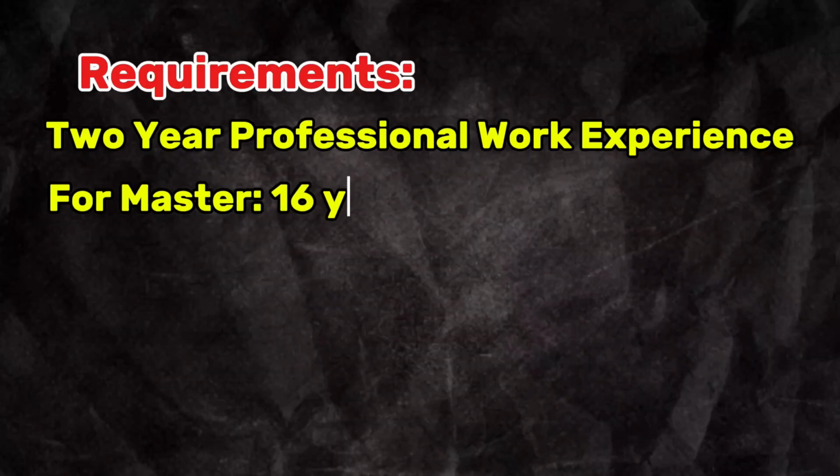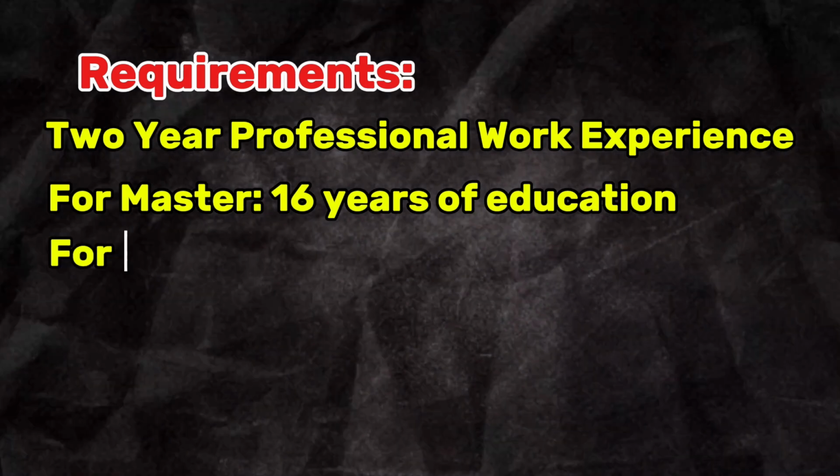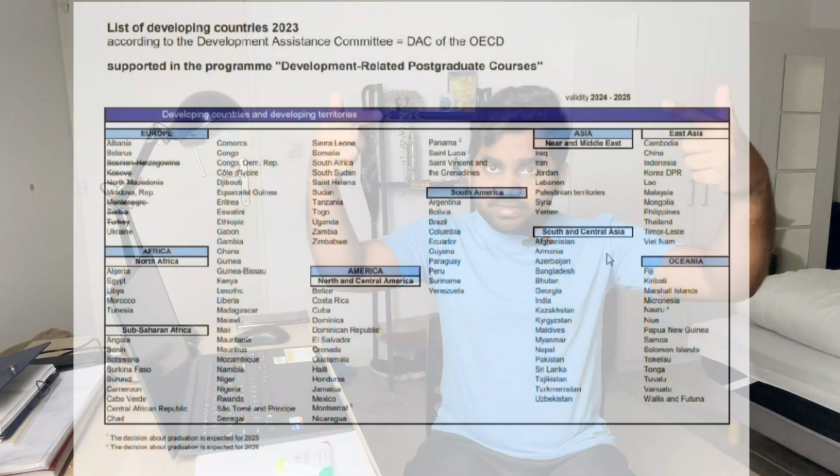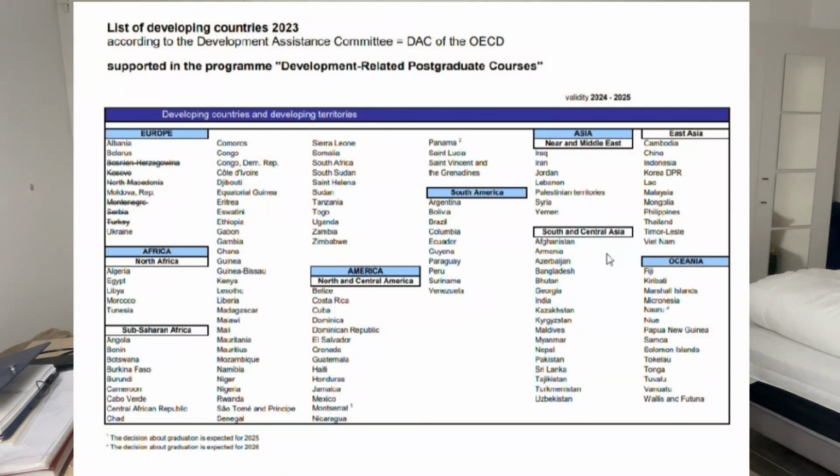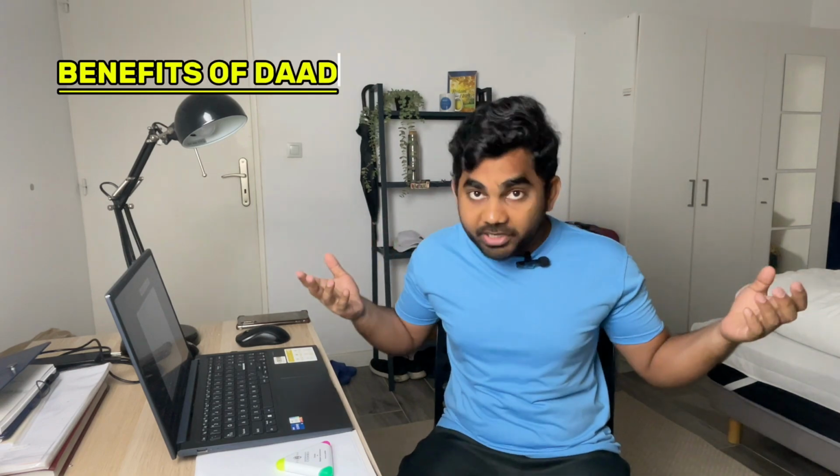Other criteria are very simple. If you are applying for a master's, you must have 16 years of education, and if you are applying for a PhD, you must have 18 years of education. It also depends on which country you are from. Most of the countries are eligible. Here is a list of countries that are eligible for the DAAD Scholarship, so I think your country is listed too. You can find Pakistan, India, Bangladesh; all these countries are listed. So these are the main requirements. Now, if we get into the benefits of this scholarship, there are many benefits.